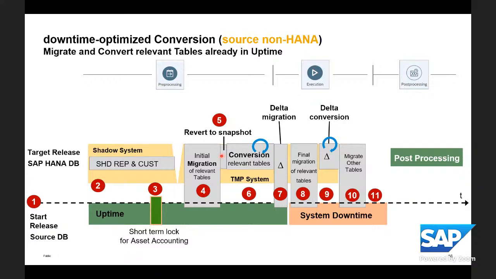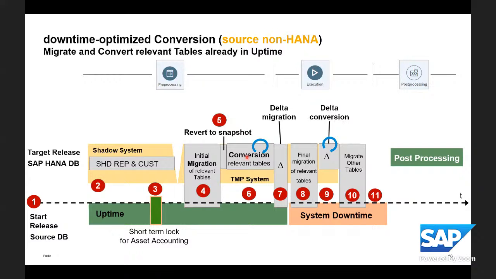That's why we have a revert to snapshot part here. So it's not a database snapshot or something. It's just that only consistent data, where all the entries are in all the relevant tables, can be converted to the S/4HANA data model. So that was the architectural picture.